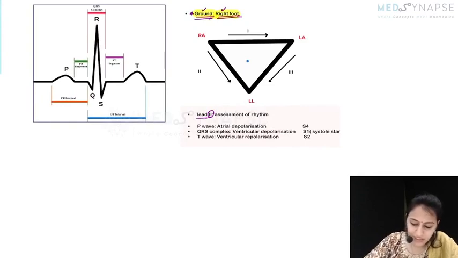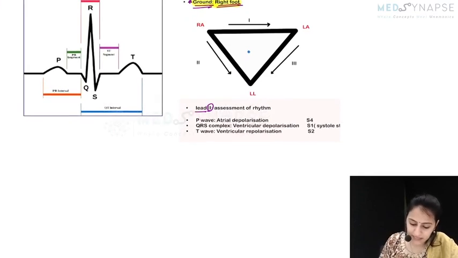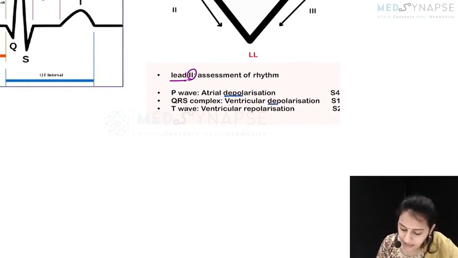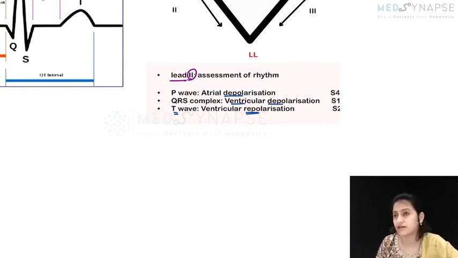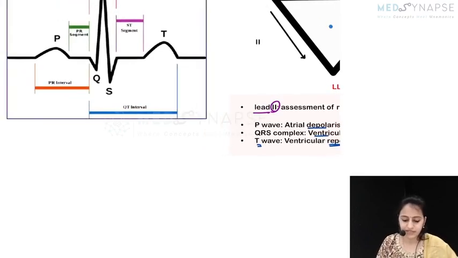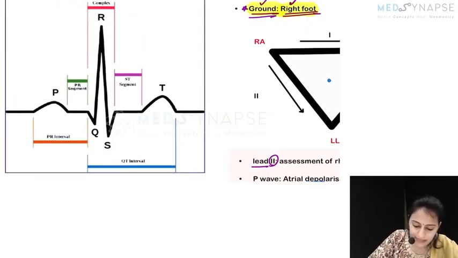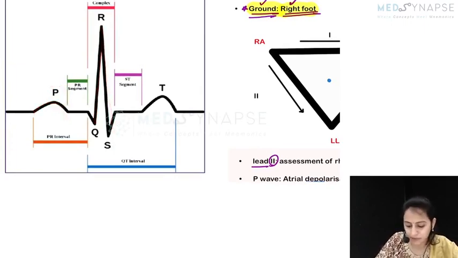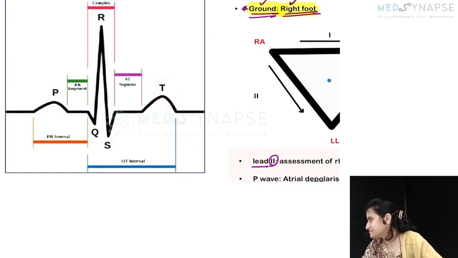So in the ECG, what does the P wave indicate? Atrial depolarization. QRS is the ventricular depolarization, and then is the T which indicates the ventricular repolarization. Right, so basically it is the atrial depolarization, ventricular depolarization and ventricular repolarization.